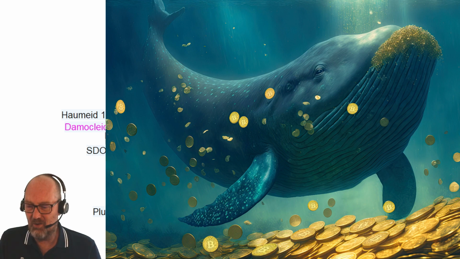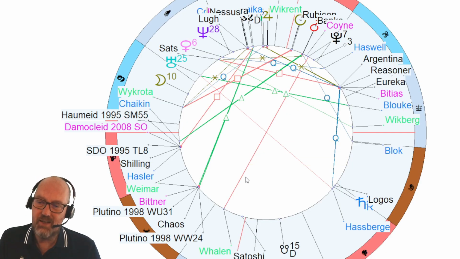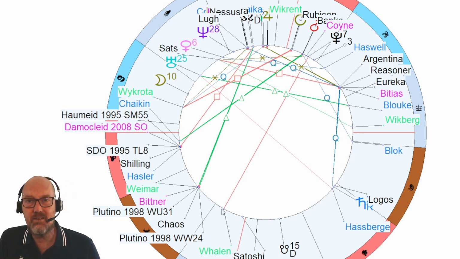Whalen is, well, a whale is really Bitcoin lingo or cryptocurrency lingo, and it is exactly opposite Pluto, which is again saying that these people with the very deep pockets are the target of Bitcoin. Very to the point.